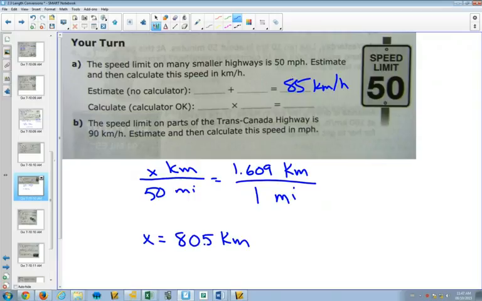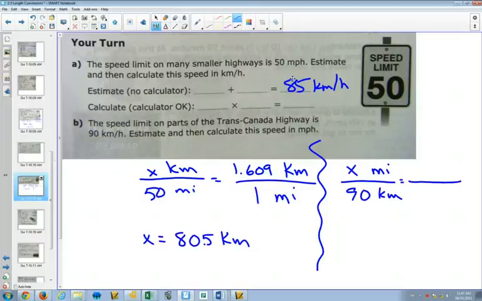The 90 kilometer per hour one, here now we're trying to find out miles. X miles is 90 kilometers. Again, what do we know? We know that 1 mile is 1.6 kilometers, 1.609, to be more accurate. So we go times both sides by 90. And we get that's about 55.9, or approximately 56 miles. So the speed in miles per hour would be about 56 miles per hour.